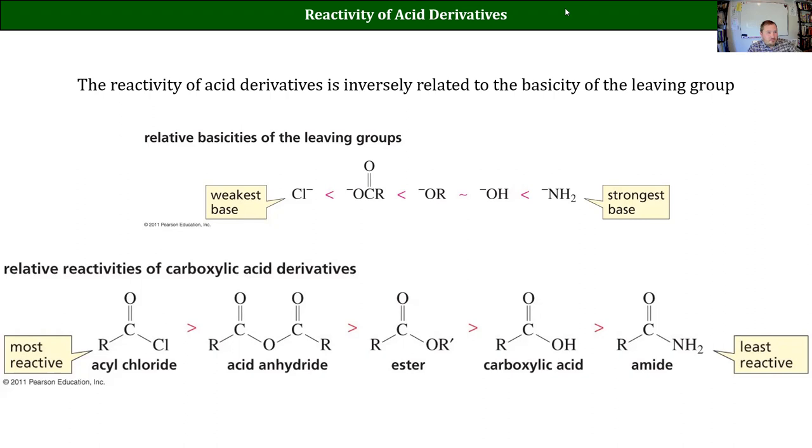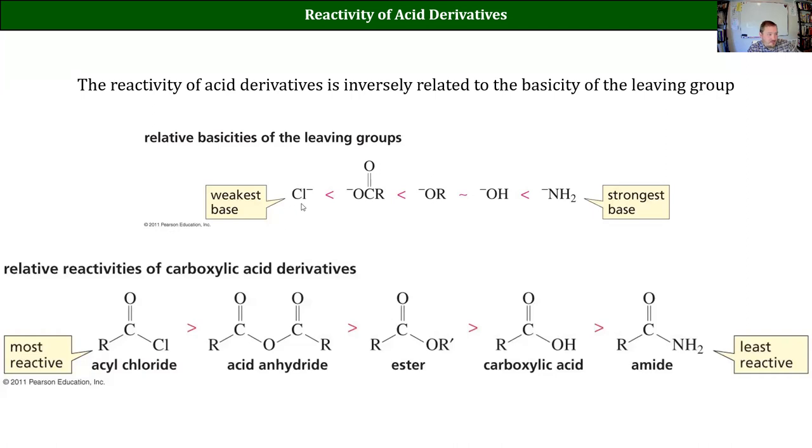Let's talk about reactivity of these acid derivatives. So basically, the way we determine how reactive an acid derivative is is by looking at the leaving group. The better the leaving group, the more reactive that compound is. If we look at an acid chloride, the chloride is a really good leaving group. It's a very, very weak base.